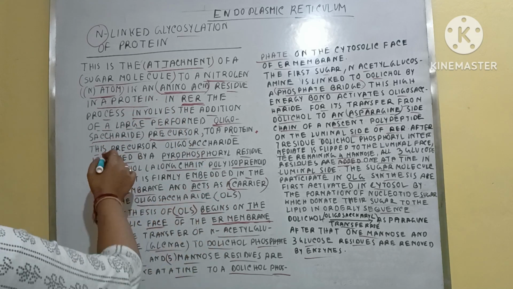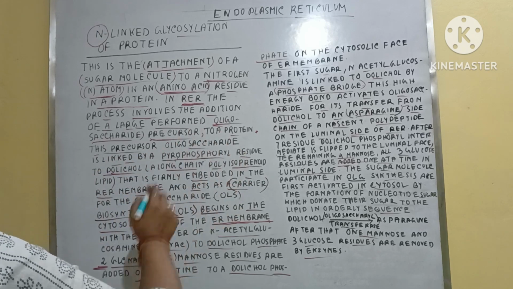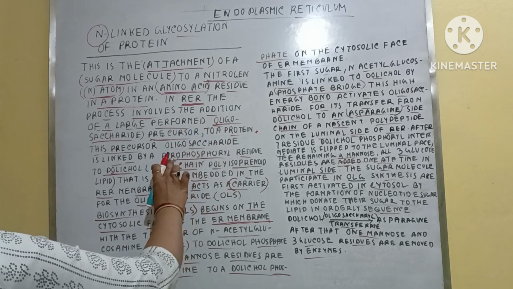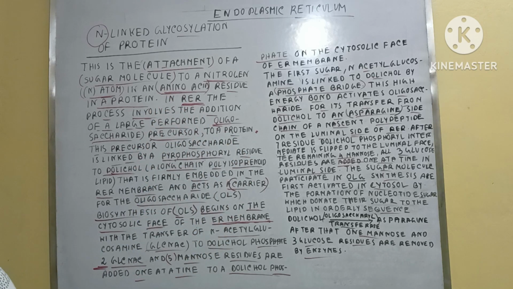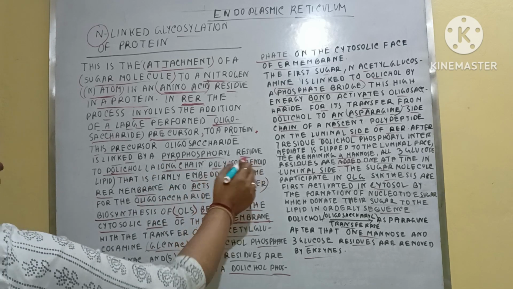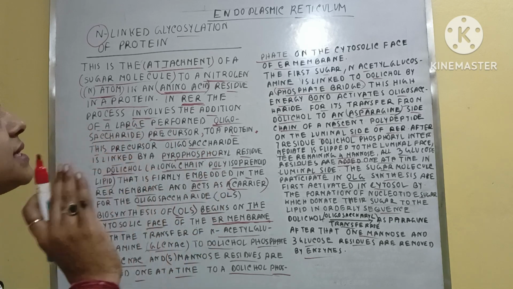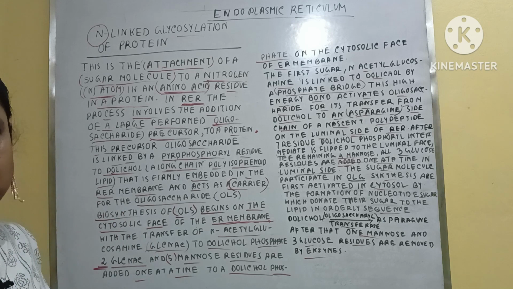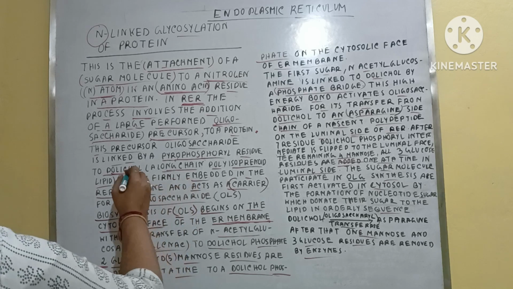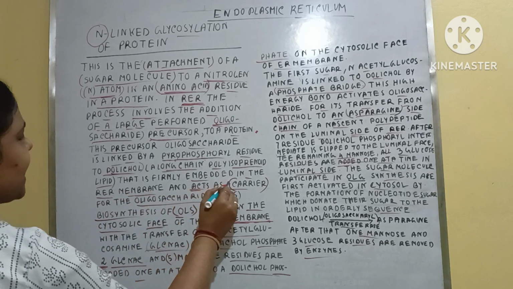And what is happening here? The precursor, that means this oligosaccharide, is linked by a phosphoryl residue. The oligosaccharide is connected with a phosphoryl residue, and these are all connected to the dolichol. This dolichol is a very long chain polyisoprenoid lipid, and it acts here just like a carrier, or you can say it helps in the transfer of substances. It is firmly embedded in the RER membrane and acts as a carrier.